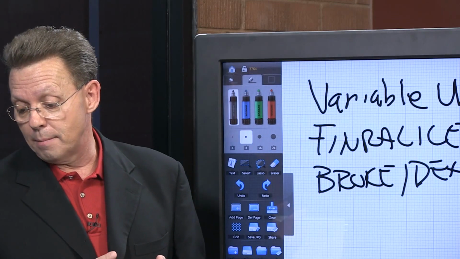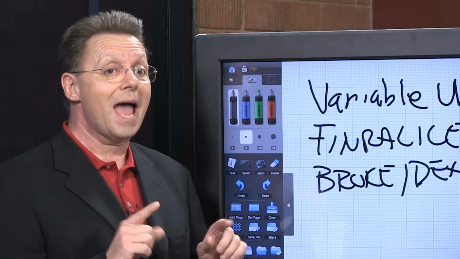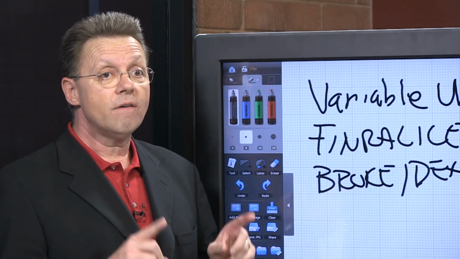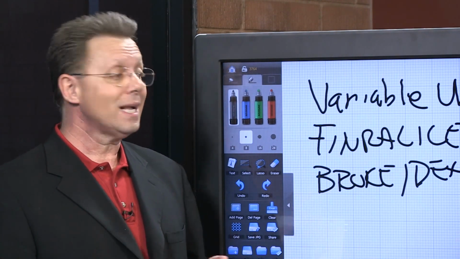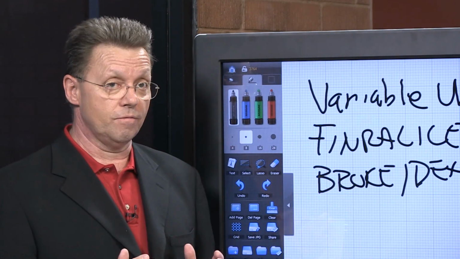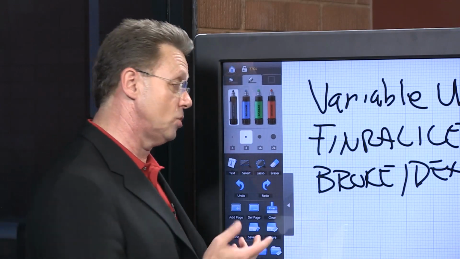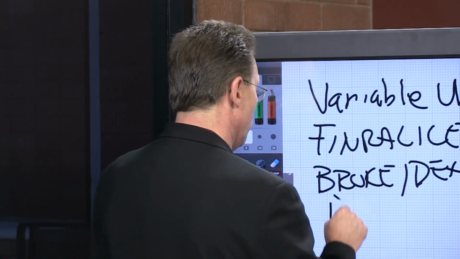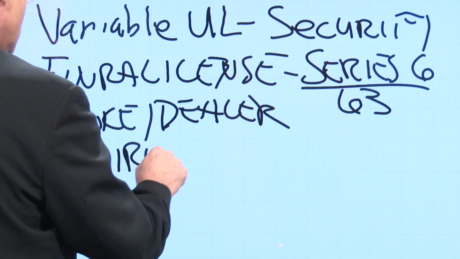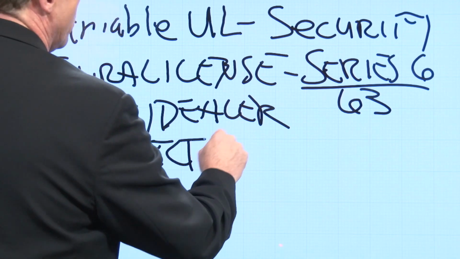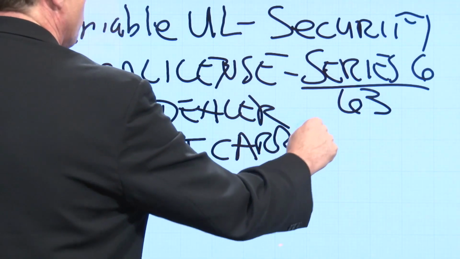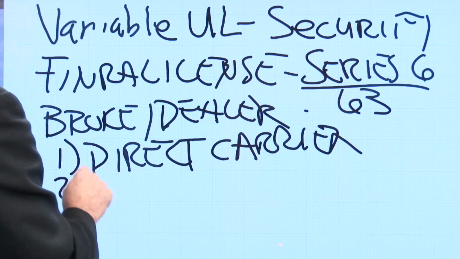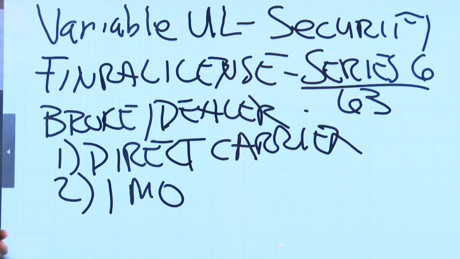Another thing you need to remember is that certain carriers actually distribute their VUL products direct to BDs, but most of the distribution is coming through people like us. So your BD could either be going direct with a carrier, which I think is the minority now. Most of them are now distributing through people like us who are independent marketing organizations. We're independent IMOs, and most of the distribution.